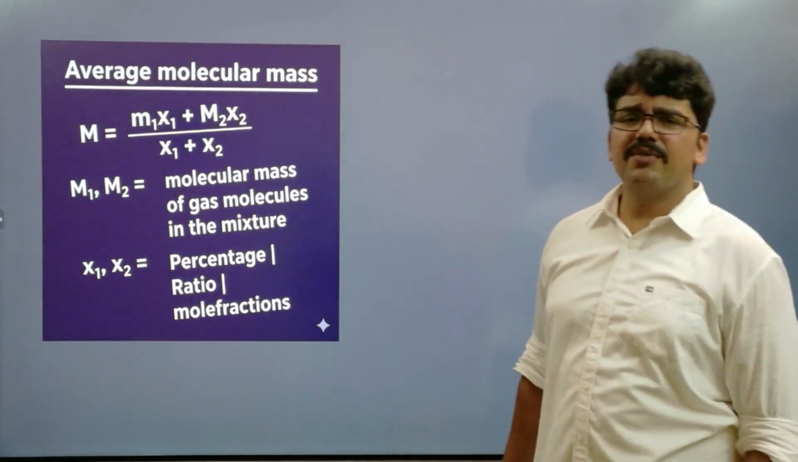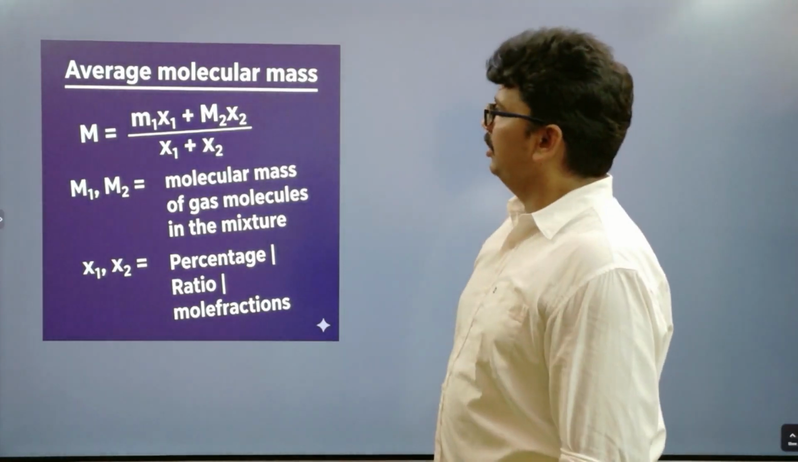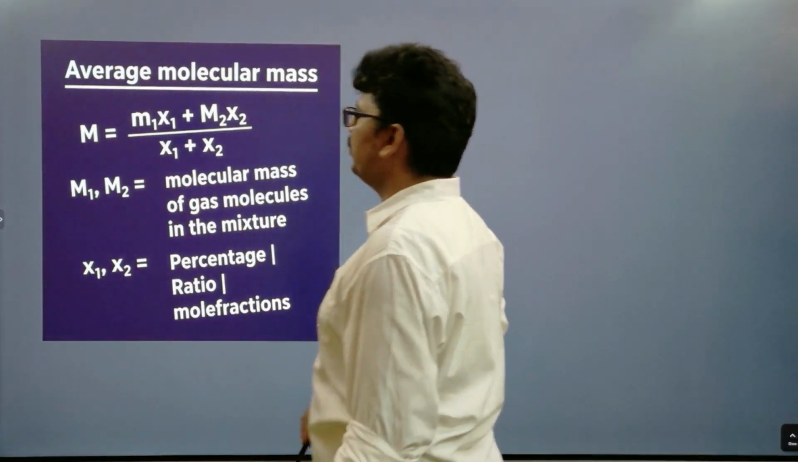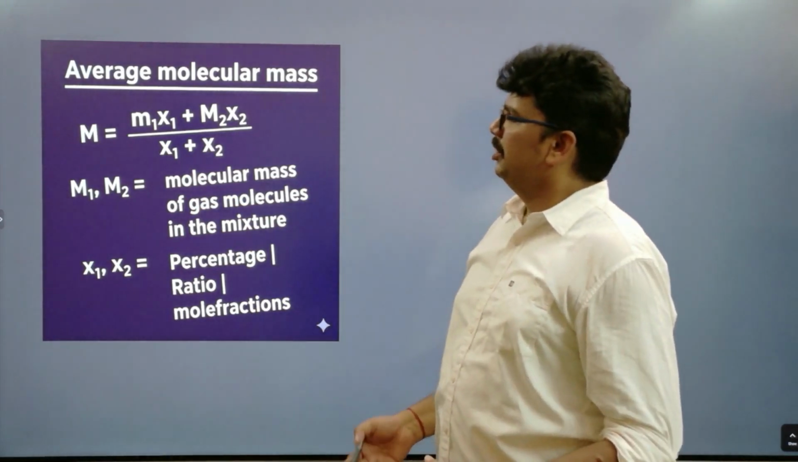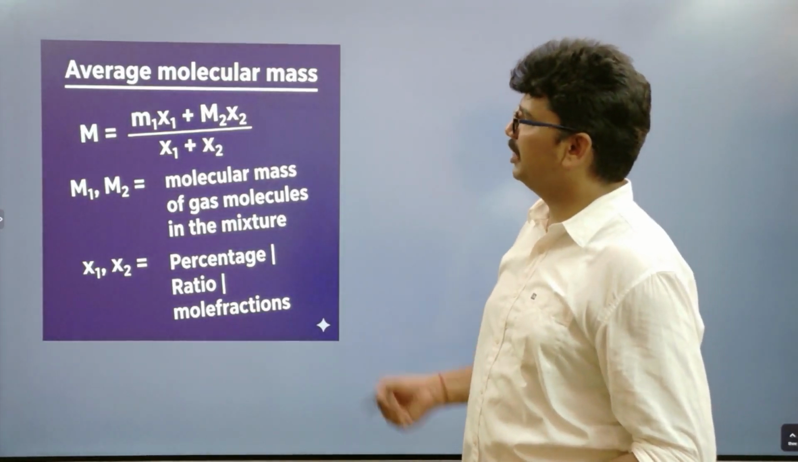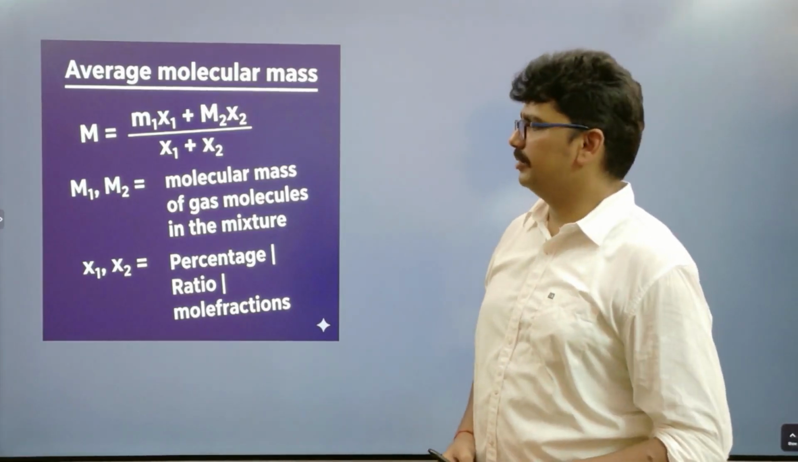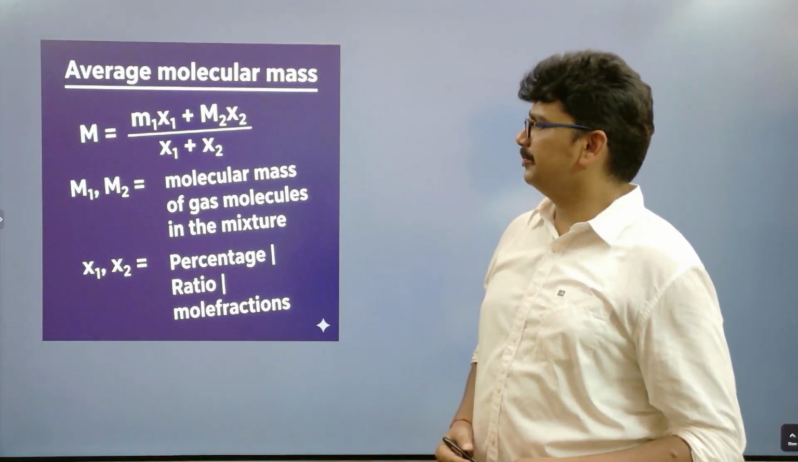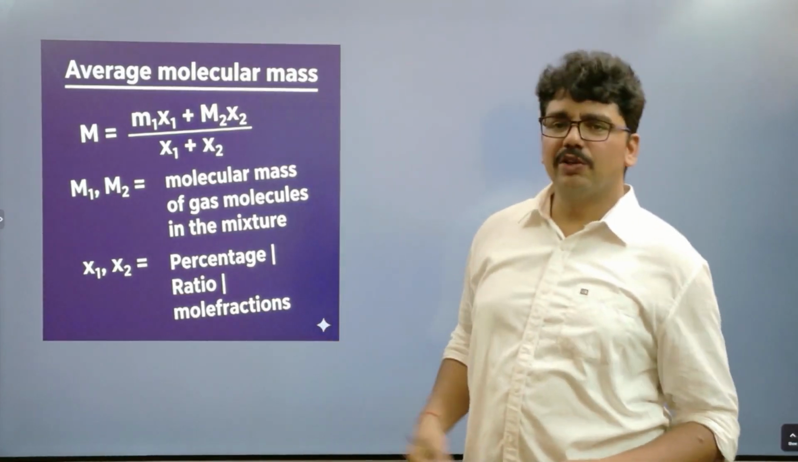Similar to average atomic mass, we have average molecular mass. Same formula. M1x1 plus M2x2 by x1 plus x2. For 3 molecules, you can extend this formula like M1x1 plus M2x2 plus M3x3 divided by x1 plus x2 plus x3. M1, M2 are molecular masses of molecules. X1, X2 are percentage or ratio or mole fraction.